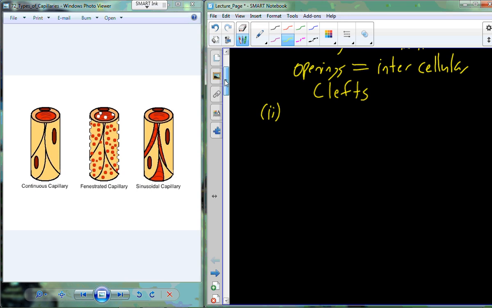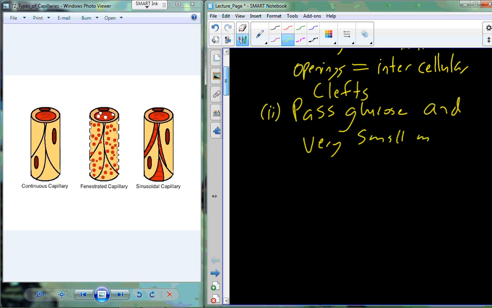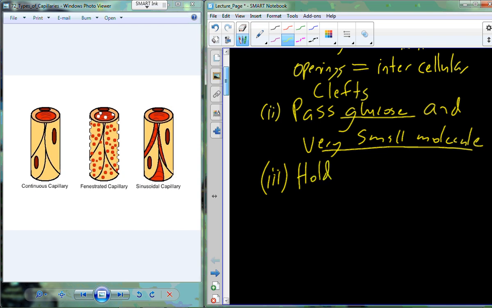We're not going to find these in places like arteries or veins. You're going to find these only in the capillaries, and they allow passage of larger molecules like glucose and other relatively small molecules, water and ions and dissolved gases. Now, glucose is a pretty large molecule, and that's basically our biggest, and then below that, smaller molecules. So the really, really large molecules, bigger than glucose, are going to be held in. So the continuous capillaries will hold larger molecules in.